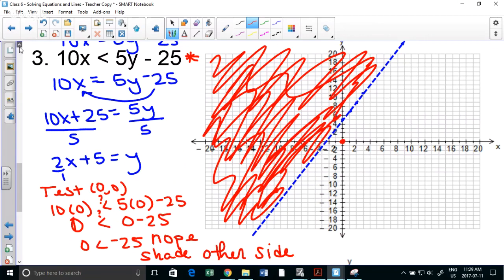0, 0 doesn't have to be your test point. Your equations become more complicated if you're not choosing 0, 0. So that's why we're testing.